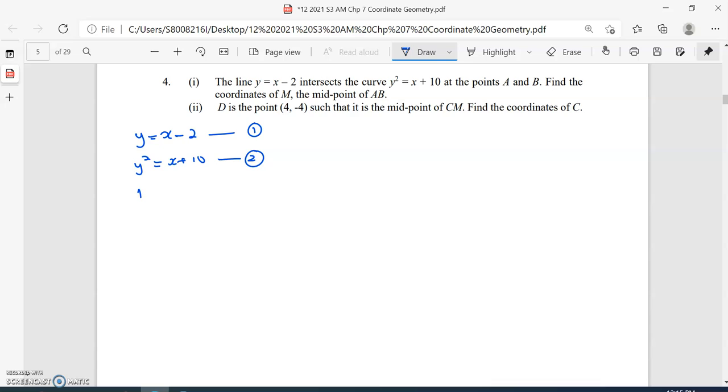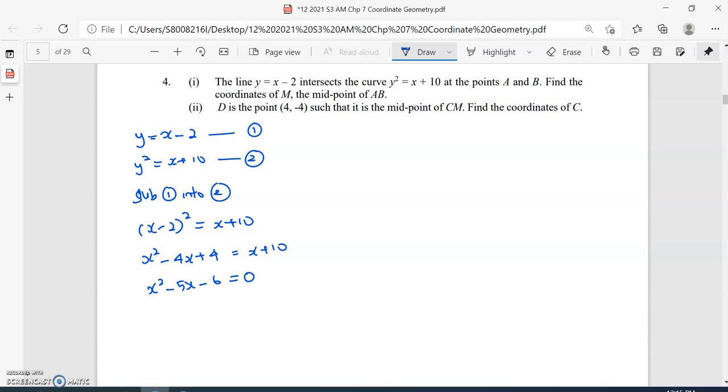If I substitute 1 into 2, I will get (x minus 2) squared equals x plus 10, which means x squared minus 4x plus 4 equals x plus 10. And that gives me x squared minus 5x minus 6 equals 0.